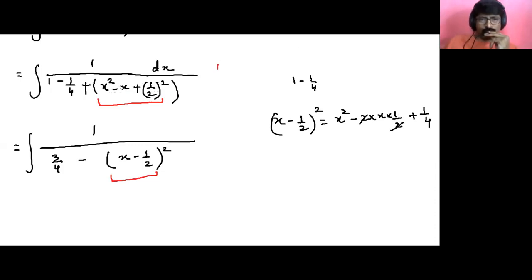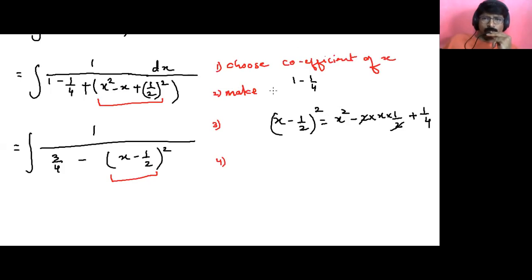Step 1, take the coefficient of x. Step 2, make half. Step 3, do square. And step 4, add and subtract. You understood? Step 1, coefficient of x. Step 2, make half. Step 1 का half कर दो. Then do square: whatever your half is, do its square. And then add and subtract. Add with which? With this term. And subtract with which? With this constant. I hope you understood.